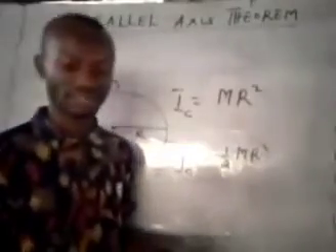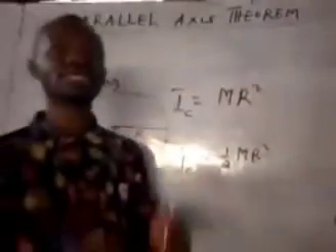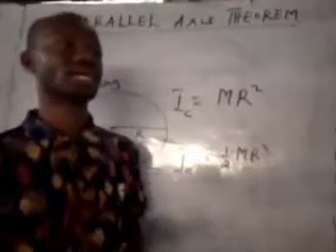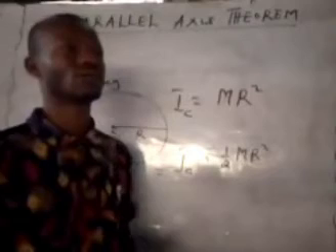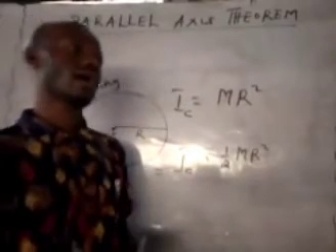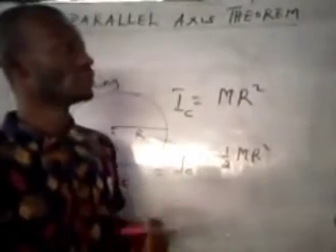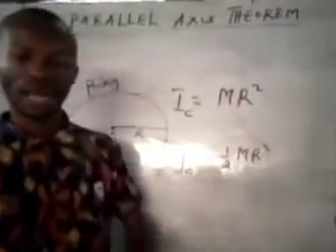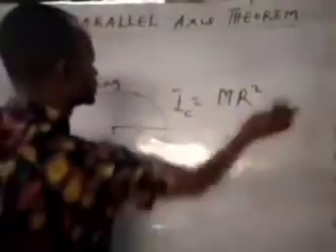That is what the parallel axis theorem helps to explain. The parallel axis theorem tells us that it is possible to find the moment of inertia of any object through any axis parallel to the axis about the center of gravity. So once you know the moment of inertia through the center of gravity, you can find the moment of inertia of that object about any other point.